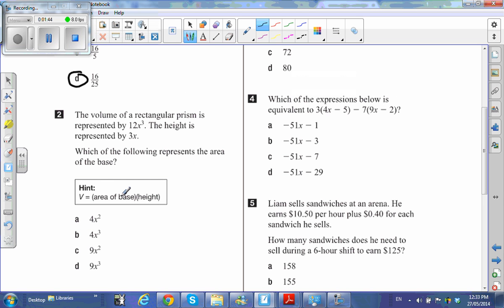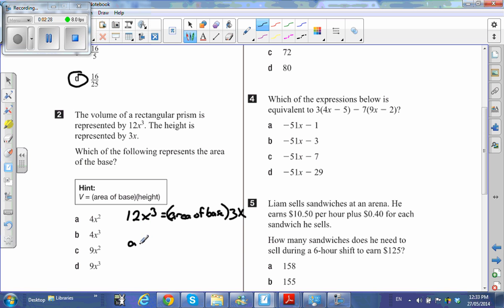We have a volume of a rectangular prism represented by 12x cubed. The height is represented by 3x. Which of the following represents the area of the base? Now they told us the volume is area of base times height. So let's just fill in what we know. The volume we're told is 12x cubed. The area of the base is actually what we're looking for, so I can leave that as area of base. And the height was given by 3x. So the question comes down to something times 3x gives me 12x cubed.